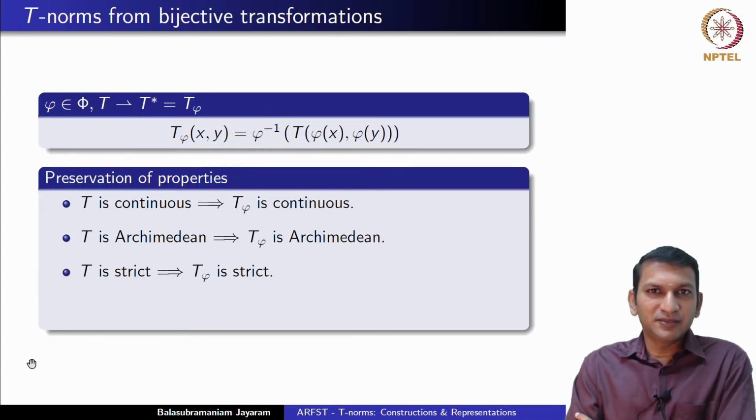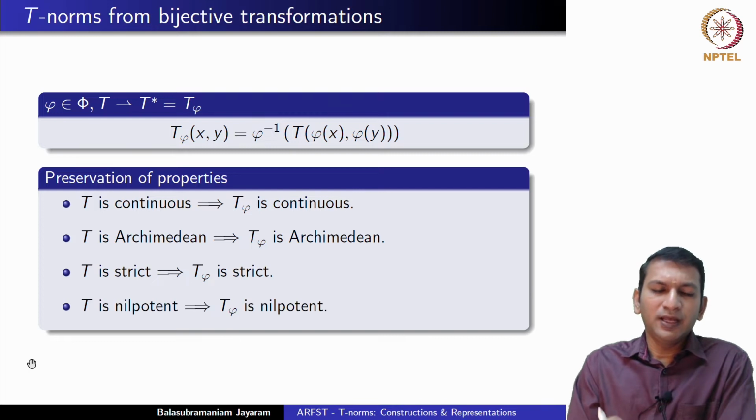If T is strict, that means it is continuous and strictly monotone, then T phi is also strict, continuous and strictly monotone. If T is nilpotent, T phi is also nilpotent. What is nilpotence? Nilpotence as such means if you take an element x, then there exists an n such that if you operate x on itself with respect to the T n times, it actually becomes 0. And a nilpotent T norm means that every element from the open interval (0, 1) is a nilpotent element with respect to the T. So these are the properties that this transformation actually preserves.